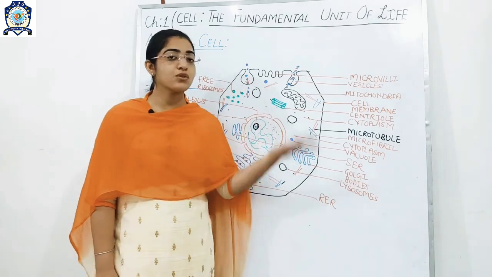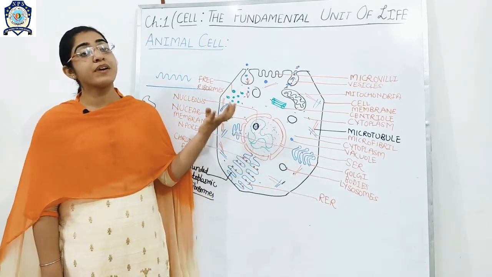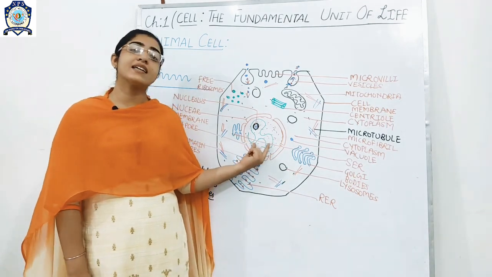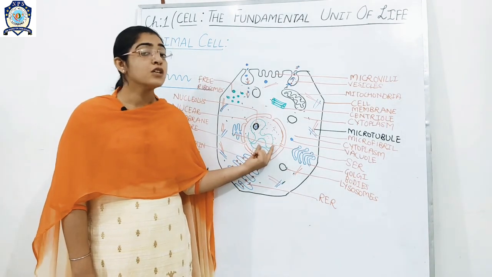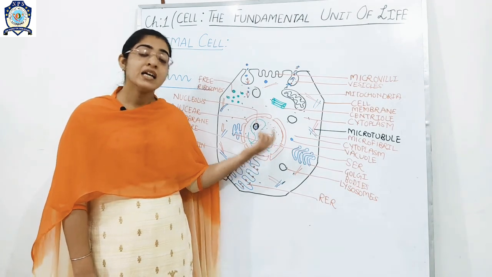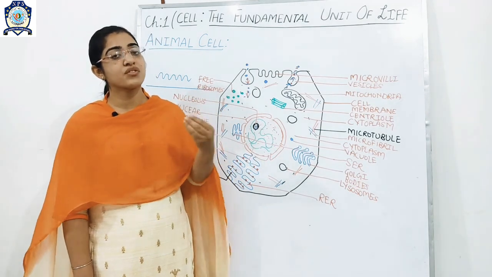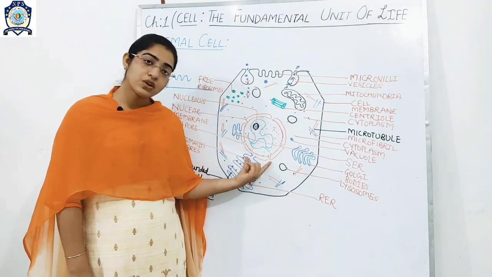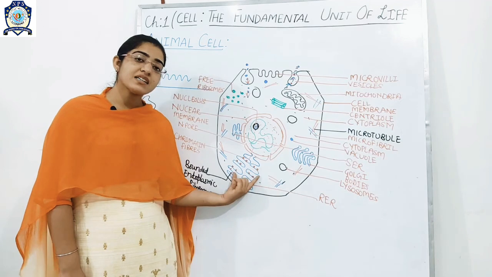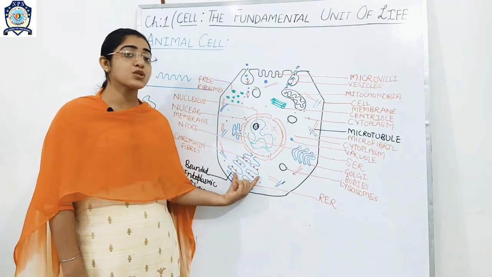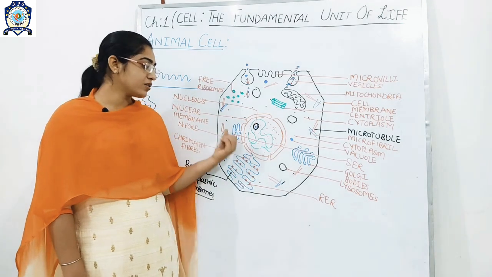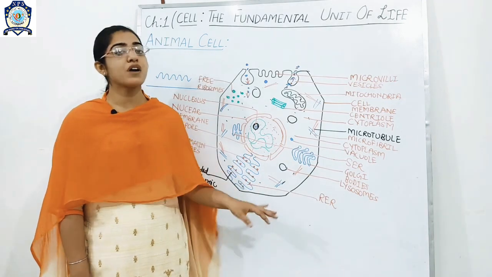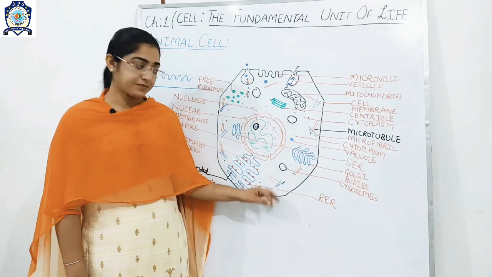As you know, the nucleus is the brain of the cell. It controls all the activities of the cell, and it contains the hereditary material called DNA, which is transferred from generation to generation. After that, with the nuclear membrane, SER is attached, and the function of SER is to form lipids, while RER is also attached, and the function of RER is to form protein.